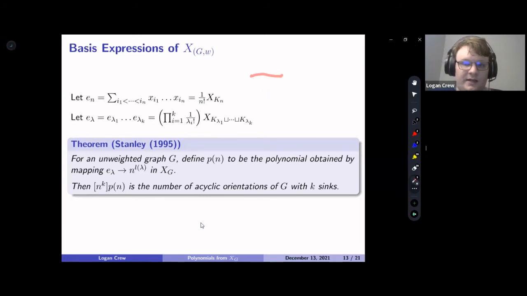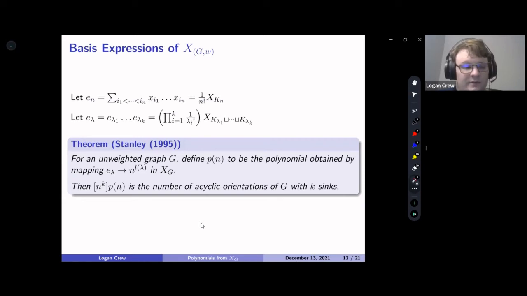And we can again define E lambda to be the product of E's, and that would represent the chromatic symmetric function of a disjoint union of cliques, again up to this constant. So what Stanley showed is that if we take an unweighted graph G, and we take a polynomial by mapping the E lambdas to n to the length of lambda, or equivalently each ek to n, then the coefficient of the n to the k term there is the number of acyclic orientations of G with k sinks, which are vertices that have no outgoing edges.